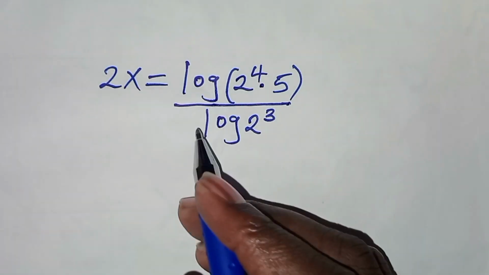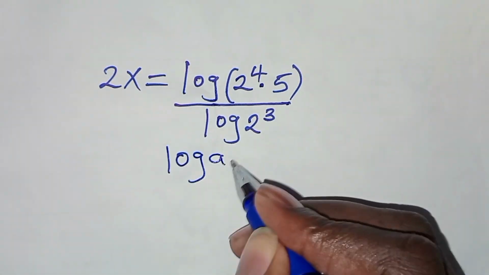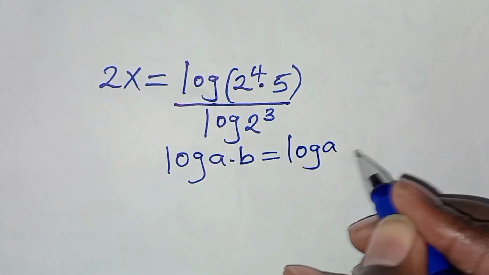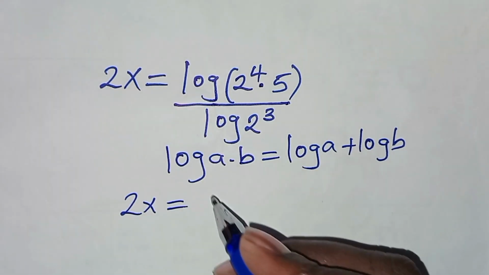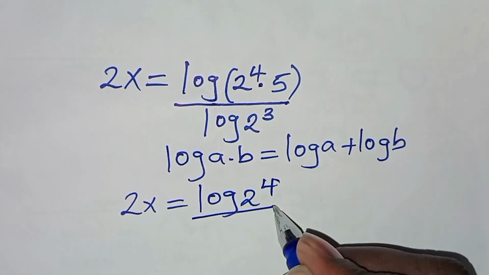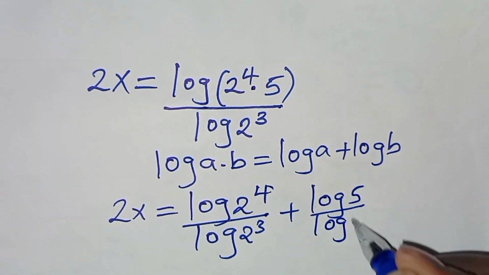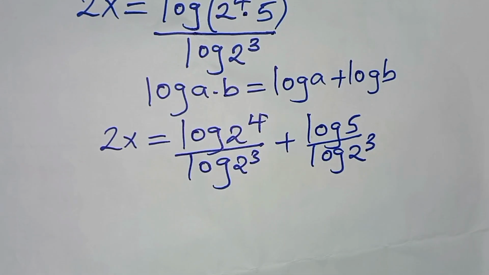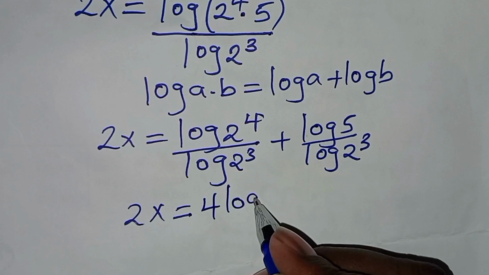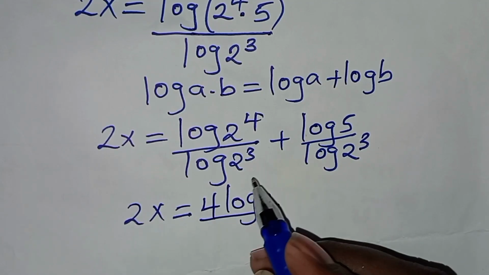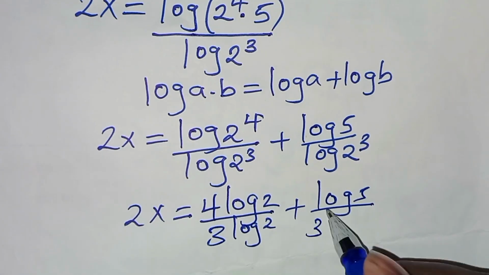So let's proceed from here. Now here we have 2x is equal to log of 2 to the power 4 times 5. This is in the form of log a times b, which we can express as log a plus log b. So applying this property, we'll have 2x equal to log 2 to the power 4 divided by log 2 to the power 3, plus log 5 divided by log 2 to the power 3. The next step, applying the power rule property, log 2 to the power 4 becomes 4 log 2, divided by log 2 to the power 3, which becomes 3 log 2, plus log 5 divided by 3 log 2.